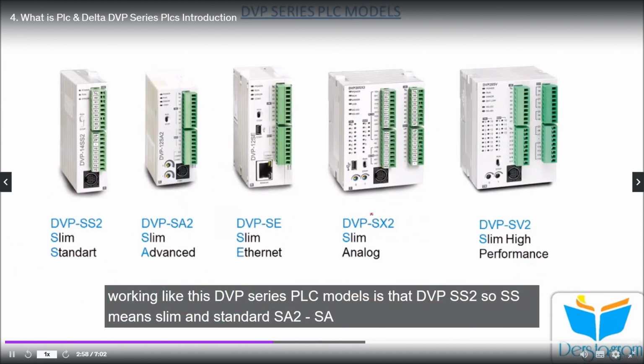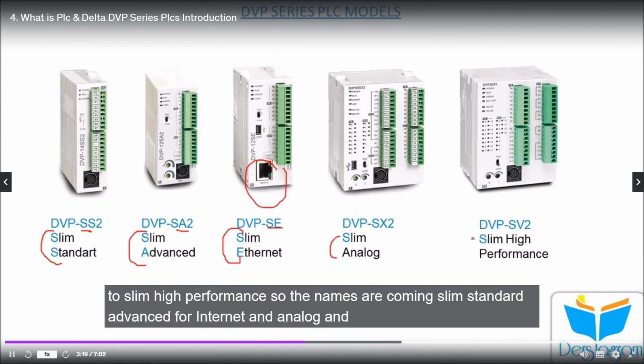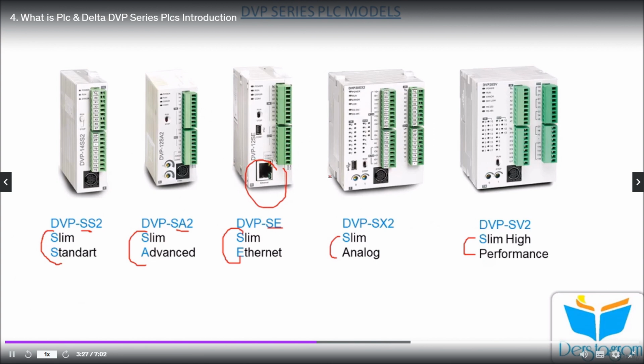The DVP series PLC models are the DVP SS2, where SS means slim and standard, SA2, where SA means slim and advanced, SE, which means slim and Ethernet communication, SX2, slim analog, and SV2, slim high performance. So the names come from slim, standard, advanced or Ethernet, analog, and performance.